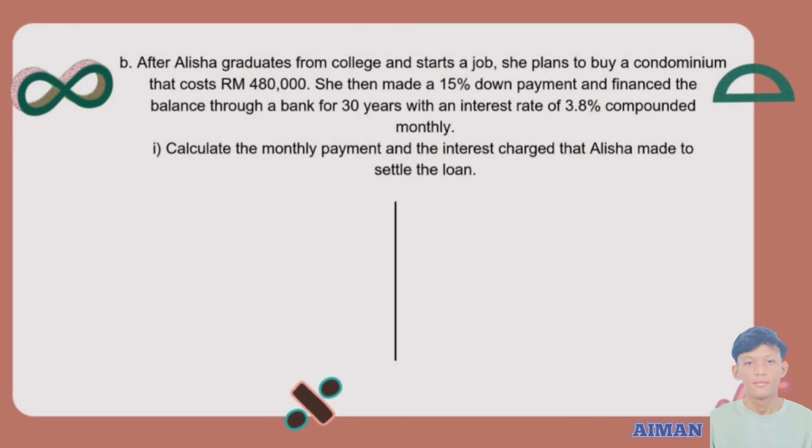Question 2b. After Alicia graduates from college and starts a job, she plans to buy a condominium that costs RM480,000. She then made a 15% down payment and financed the balance through a bank for 30 years with an interest rate of 3.8% compounded monthly. Question 1. Calculate the monthly payment and the interest charge that Alicia made to settle the loan.